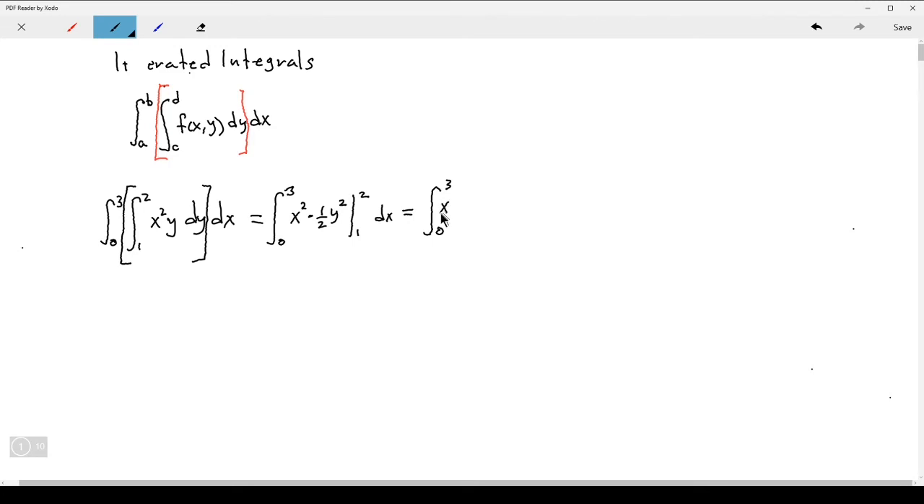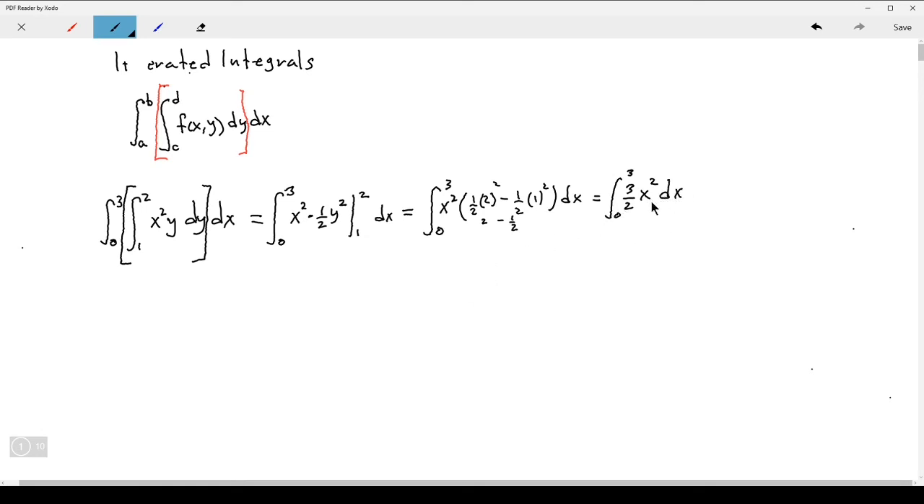I'm going to leave the x squared outside for the moment. So I get 1/2 2 squared minus 1/2 1 squared dx. That's going to be 4, so that's going to be 2. That's going to be 1, so that's going to be 1/2. So that's going to be 3/2. So we have here 3/2, so that's going to be the antiderivative from 0 to 3 of 3/2 x squared dx.